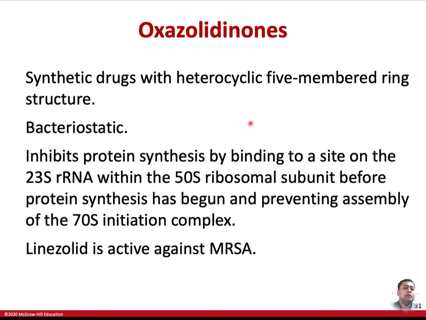The next group of antibacterials is known as the oxazolidinones, which is a synthetic drug with a heterocyclic 5-membered ring structure. These are mainly bacteriostatic, and they inhibit the protein synthesis by binding to the 23S ribosomal RNA within the 50S ribosomal subunit before the protein synthesis has begun, preventing the assembly of the 70S initiation complex made by the 50S and the 30S. So this is the drug which is called linezolid.